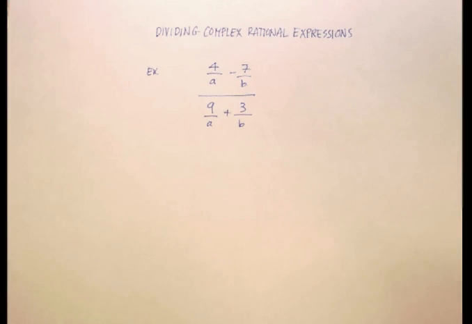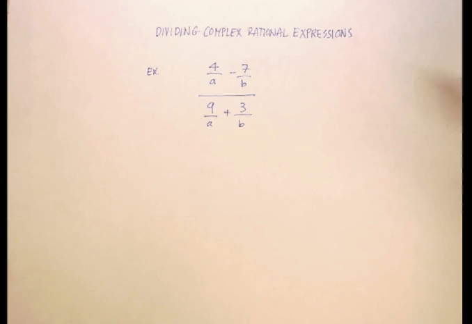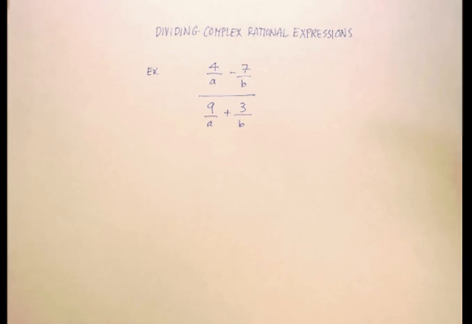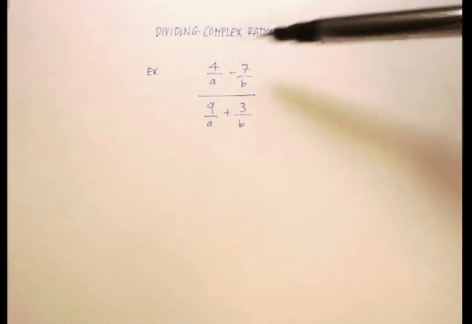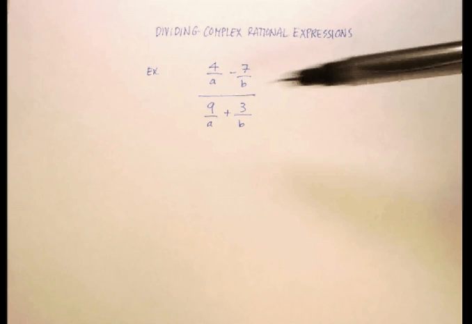Okay, this video demonstration is a quick example of dividing complex rational expressions. Now, what does that mean? Complex rational expressions are essentially fractions divided by fractions, but a little bit more complicated than that even. In this particular case, I've got a fraction minus a fraction divided by a fraction plus a fraction.